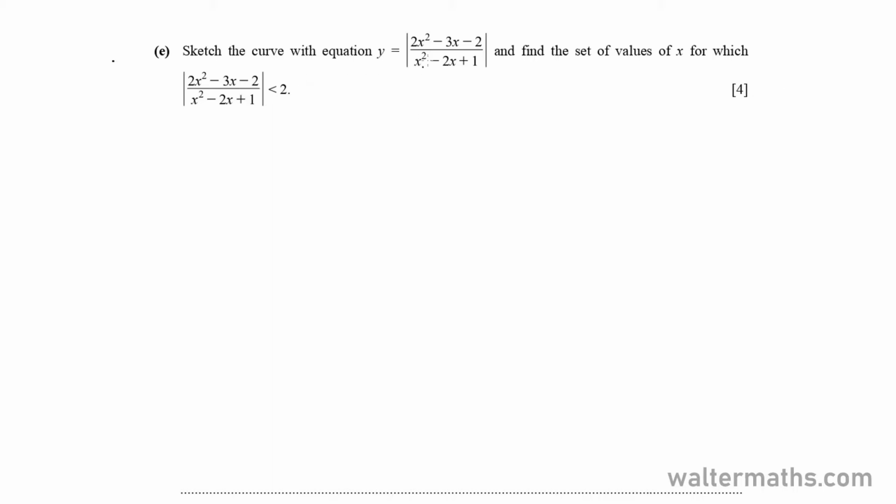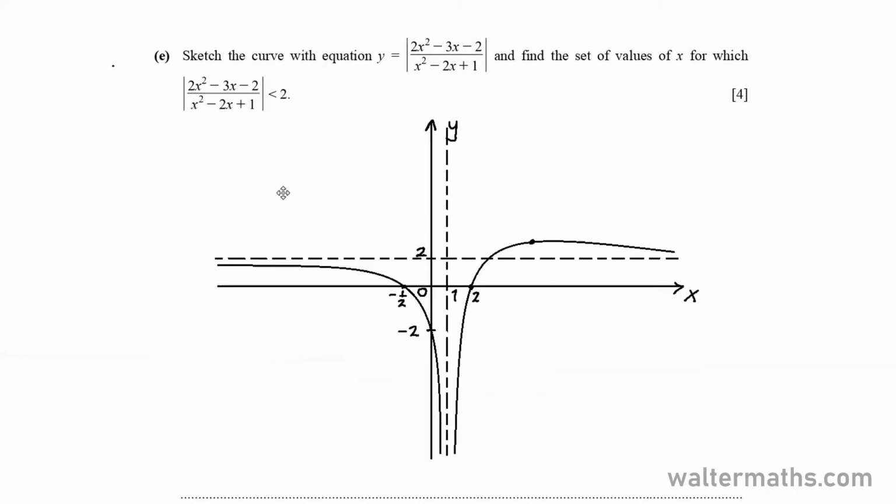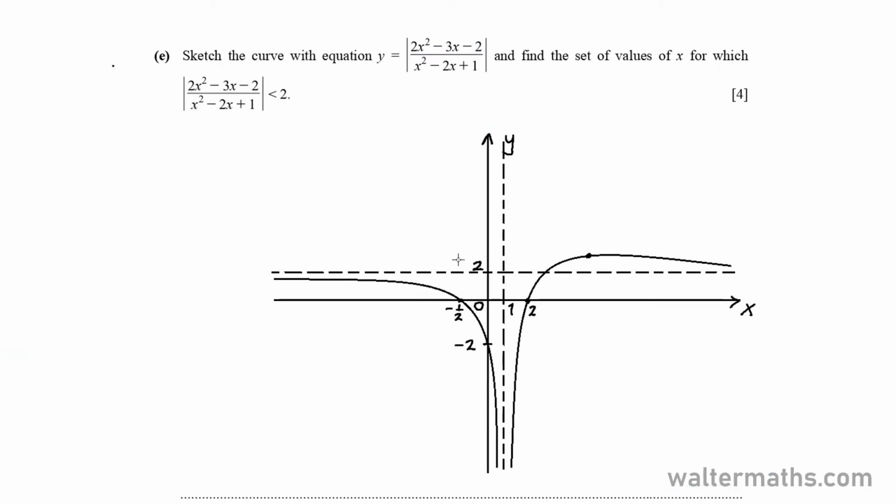So let's start with sketching the modulus graph. So for this, I'll need the original graph that we drew on part D. So I'm going to paste it here. And for the modulus graph, we reflect the part of the graph that is below the x-axis in the x-axis. So I'll start with this lower tail that is to the left, and I'll reflect it in the x-axis. So to do that, it should come out like this.